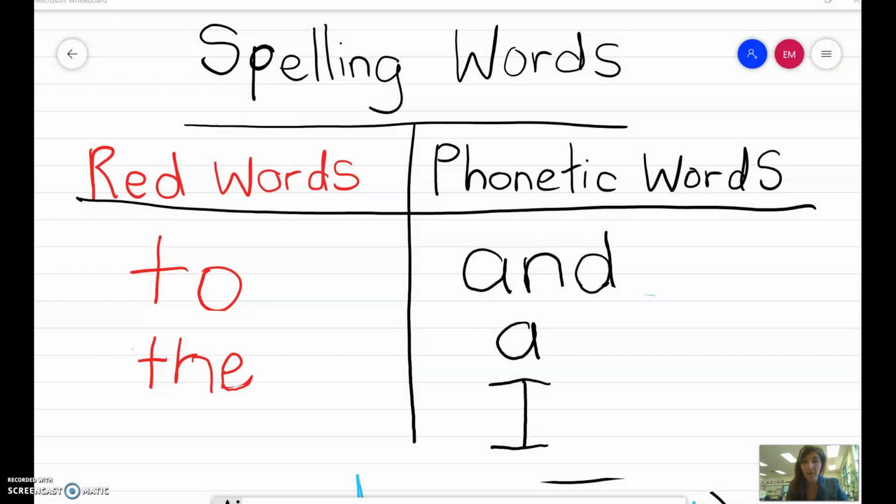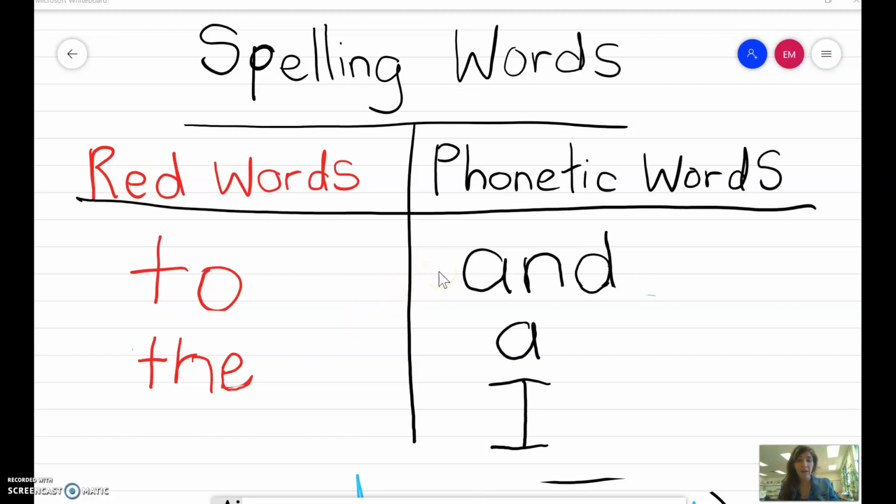So I've written up here the lesson 1, week 1 spelling words, and they're broken down into read words and phonetic words. Again, the read words are called read words because they remind us to stop and think about them because we have to know them by sight. We can't sound them out. And the phonetic words look exactly the way they sound.